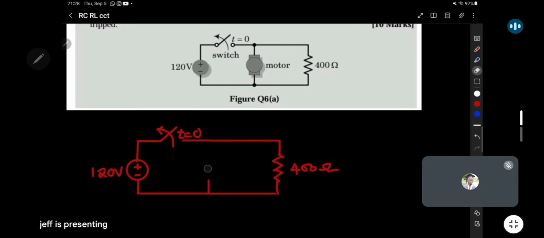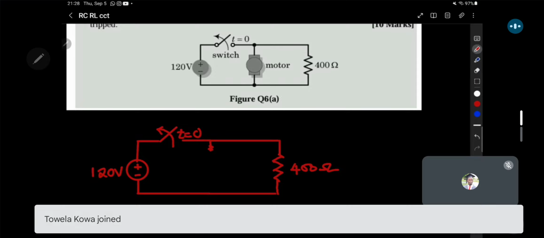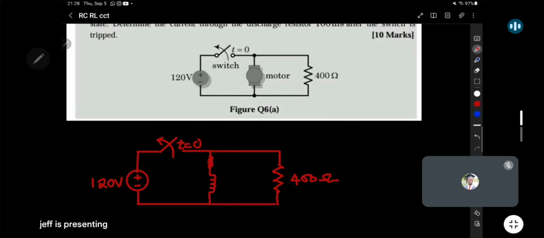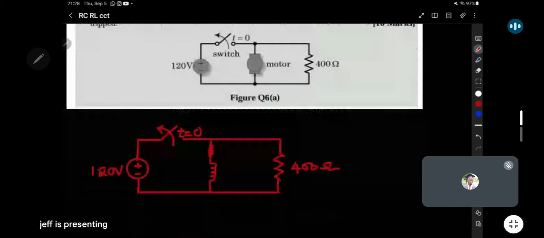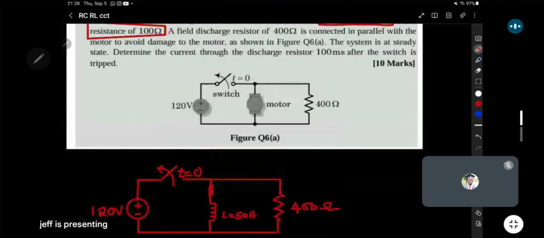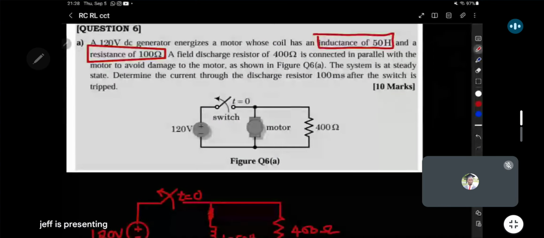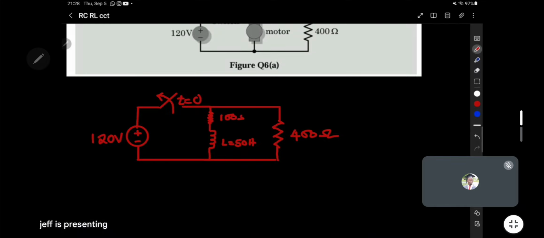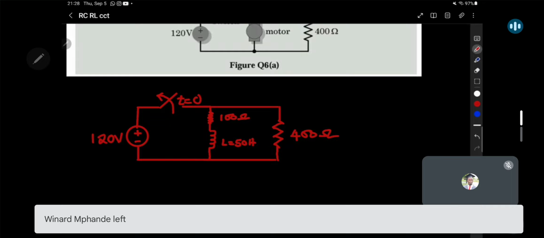So let me connect those two in place of the motor. So here I'll say I have a resistor. After a resistor, I'll put an inductor. So the two are in series like that. So the question said the inductor has an inductance of 50 henries. So here I'll say L is equal to 50 henries. And then finally, the resistor that has 100 ohms. So here I'll put 100 ohms. So this is how the circuit now reduces.